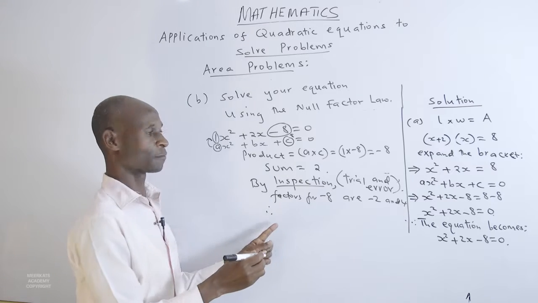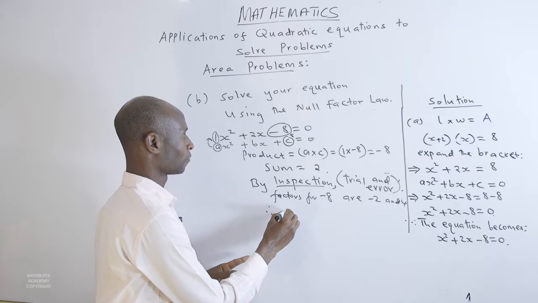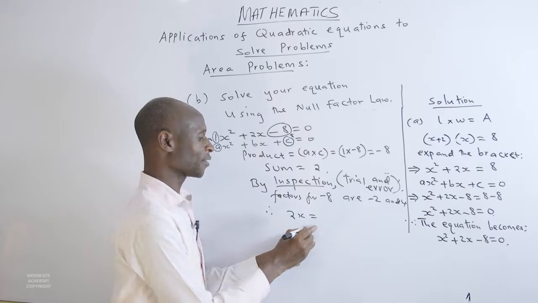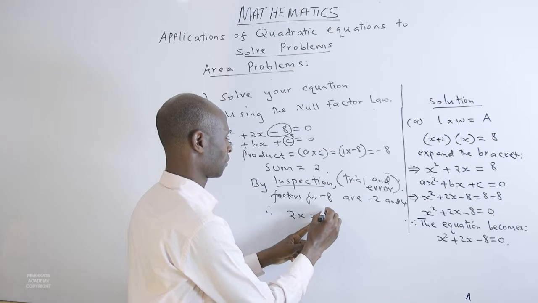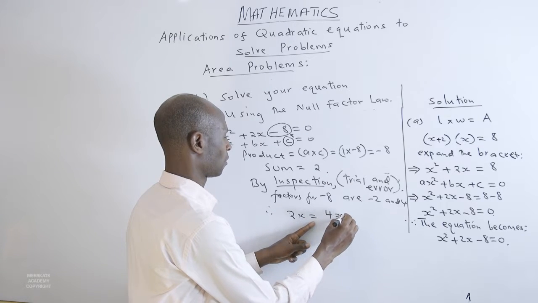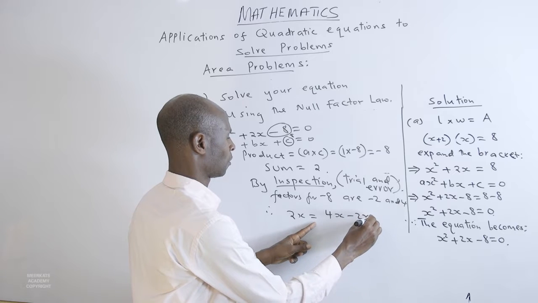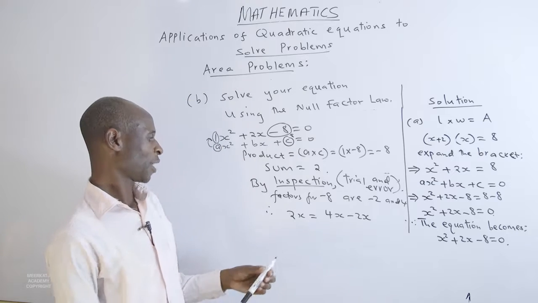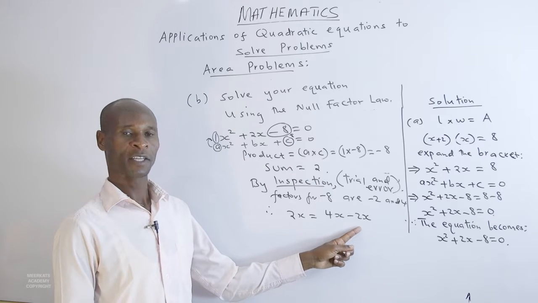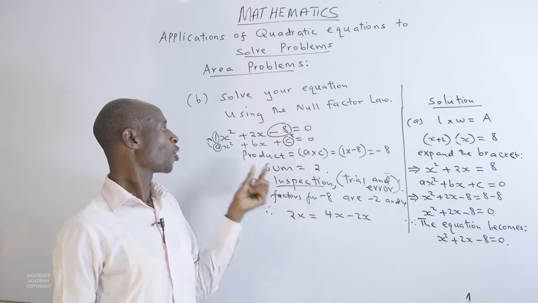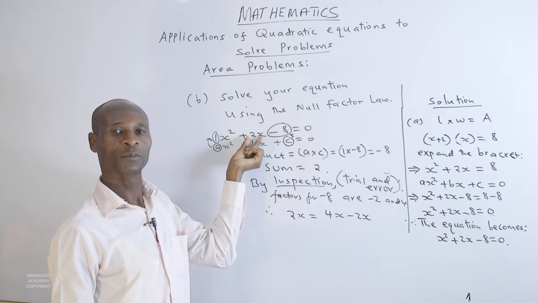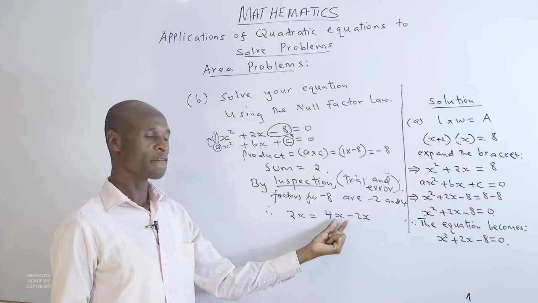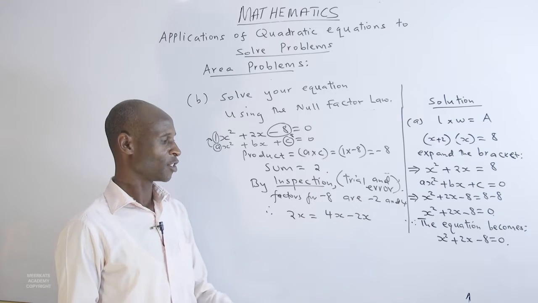Therefore, 2x can be expressed as 4x minus 2x. So we shall express this middle term, 2x, using the factors that we have chosen, in this case, 4x and minus 2x.